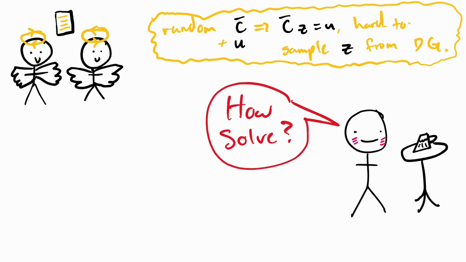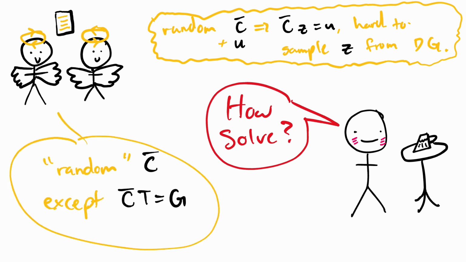All right. But if this problem is so hard, how do we even solve it in the first place? Well, maybe you have a C bar that looks random, except it's actually structured secretly so that C bar T equals G. Hey, what's G?